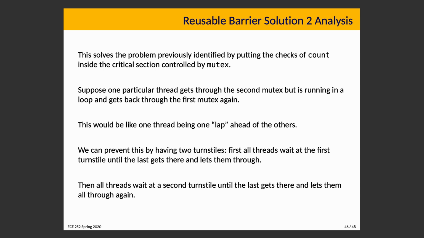We could prevent that by having 2 turnstiles. That is, all the threads wait at the first turnstile until the last one gets there and then lets them through. And then there's a second turnstile, so until the last person is done, and then everybody lets them all through again. This is more akin to the idea of if you want to go to a restaurant and you have to wait for your whole party to be there, then you have a turnstile that says, this is the host, that says we have to wait for everybody to be here, and then you can have a table. And then the second stage is maybe nobody is allowed to leave until everybody has paid.